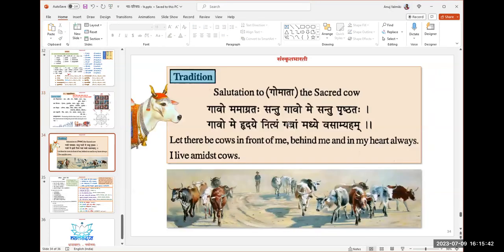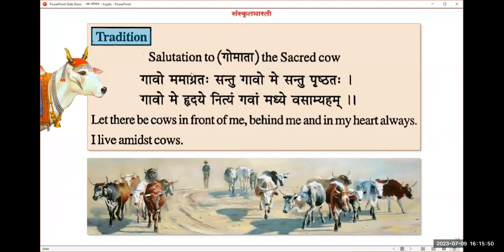So we will move to the tradition. I am taking more time today afternoon, like I told. So the tradition is this about the cow. Okay, salutation to Go Mata, the sacred cow.